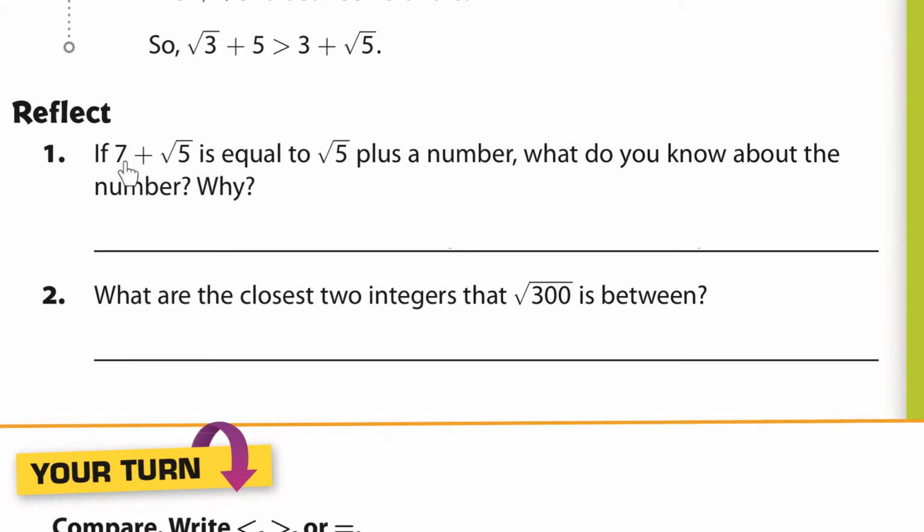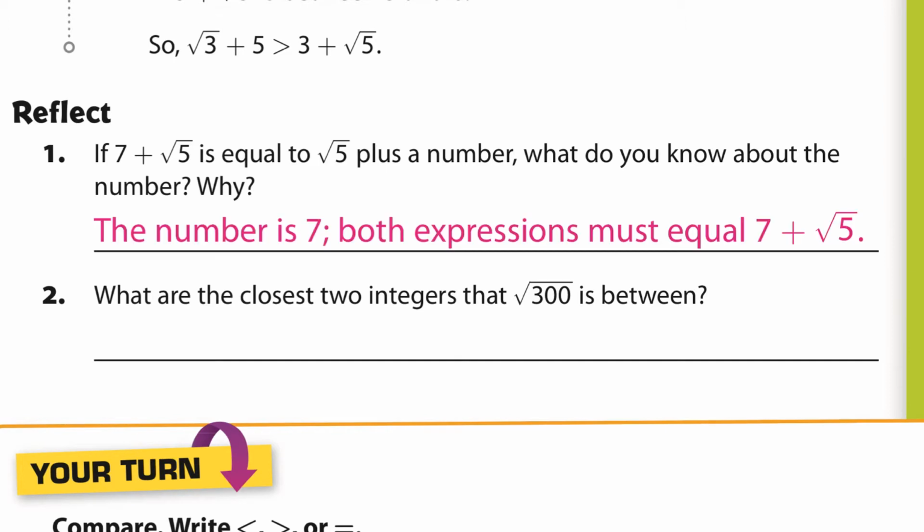if 7 plus square root of 5 is equal to square root of 5 plus a number, what do you know about the number and why? Well, this is what we have to say about that. The number is 7, because they have to be the same. So if 7 plus the square root of 5 is equal to the square root of 5 plus 7, it's just switching this order around is what they're talking about.